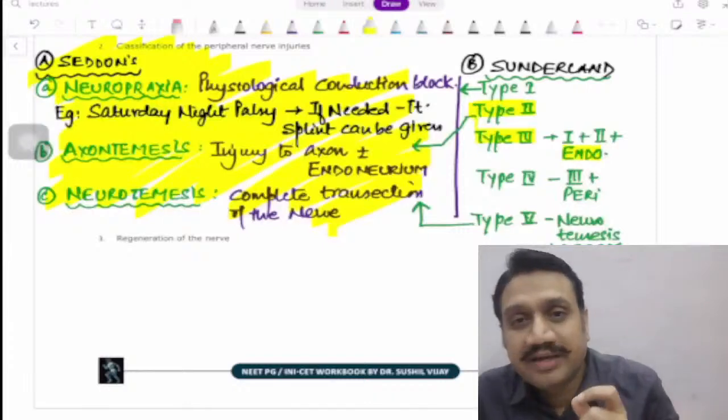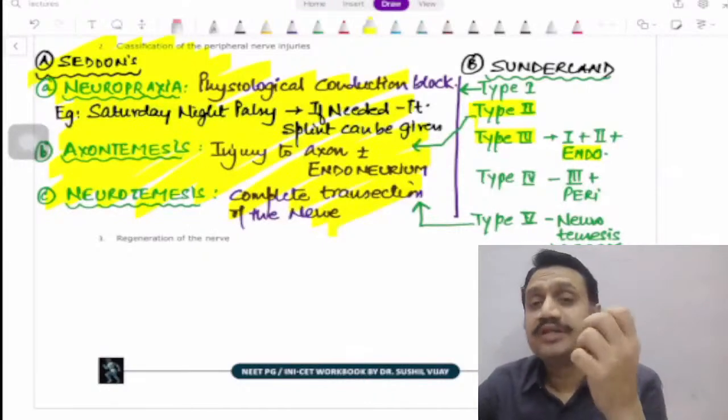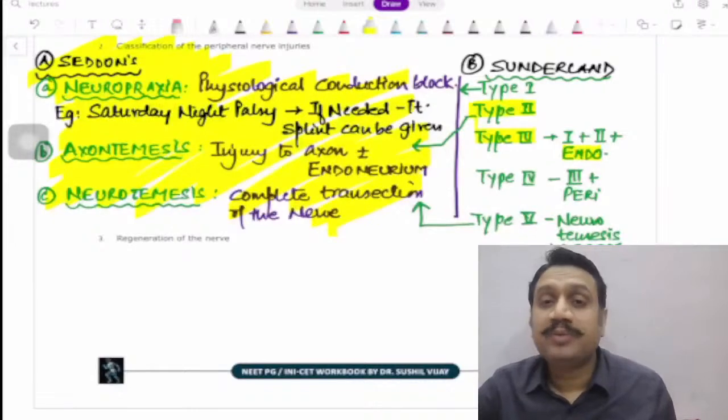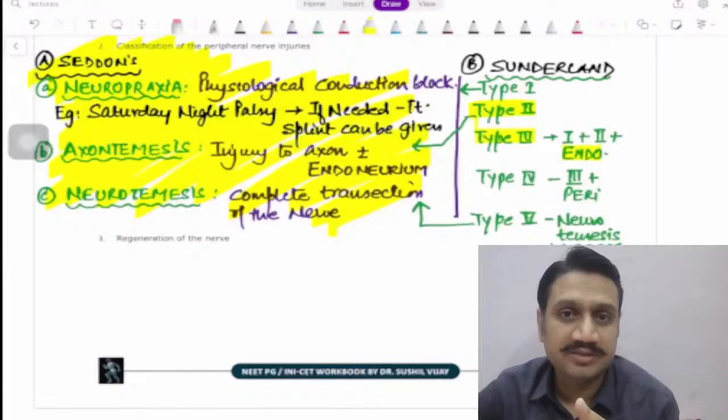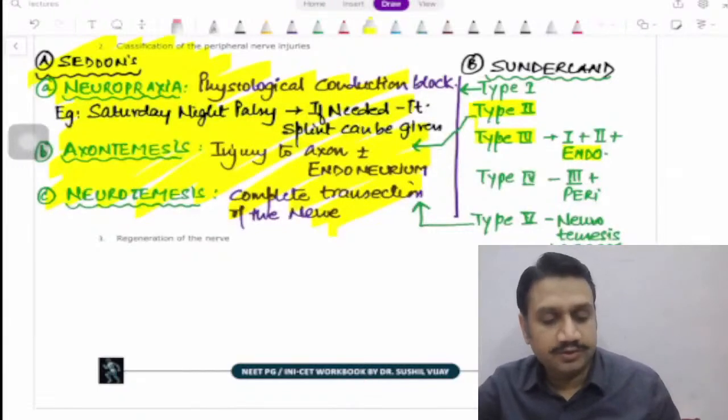So if they ask you again in the INICET exam which grade of nerve injury has the probability of automatic recovery, this has to happen with axonotmesis, right?